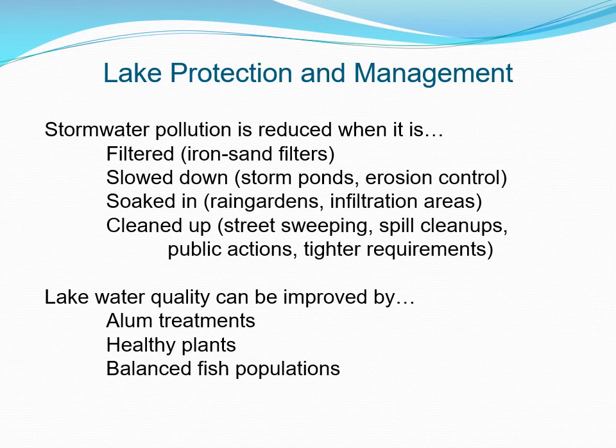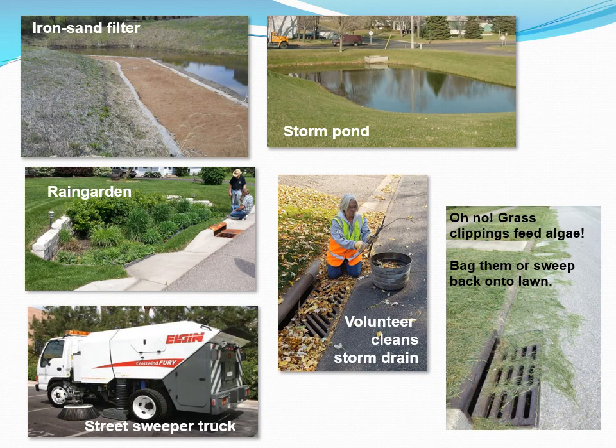We can aim for a healthy balance of plants, not too many, not too few, and the same for fish. We don't want all bullhead. We want maybe a good balance between predator and prey fish. So we do a lot of things to try and make the stormwater cleaner going in and to keep our lakes healthy. Here's just a few pictures of that.